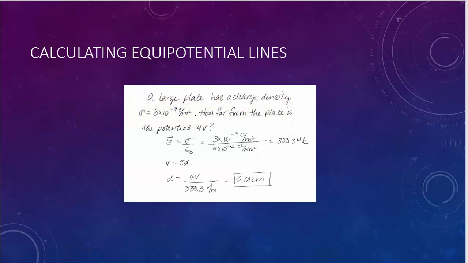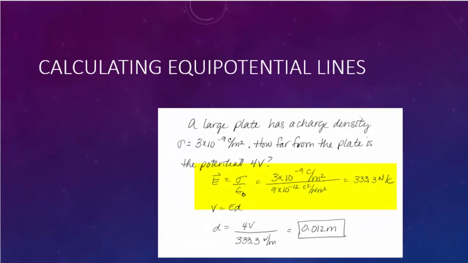And so you have a mathematical problem here where you're given a large plate that has a charge density of 3 times 10 to the minus 9 coulombs per meter squared. And the question is, how far from the plate is the potential 4 volts? Use sigma divided by epsilon naught, remember that's the field close to a large conductor. And then use volts is equal to the field times the distance. You could start with the integration of volts is E dot dl, but in this case it'll simplify down to E d. And then that distance ends up being just a little over a centimeter when you plug everything in.